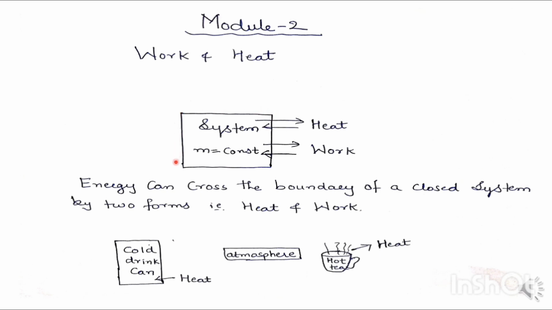So this is the sketch you have shown here. Just consider this is a closed system in which mass is kept constant. You can see here energy. It is in the form of heat and work. These are the two forms of energy. This energy in the form of heat and work is crossing the boundary of a closed system.